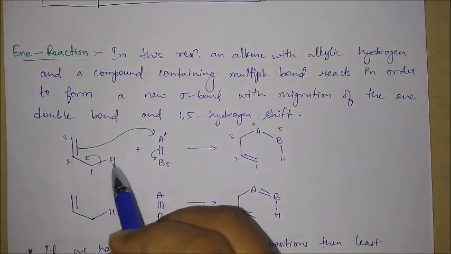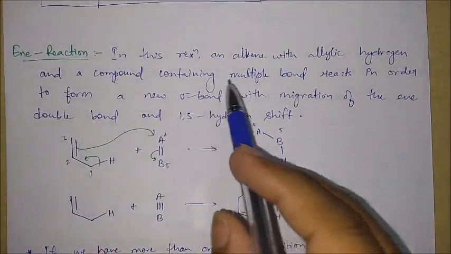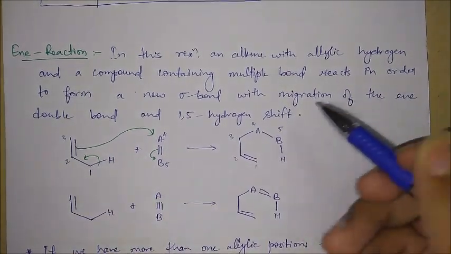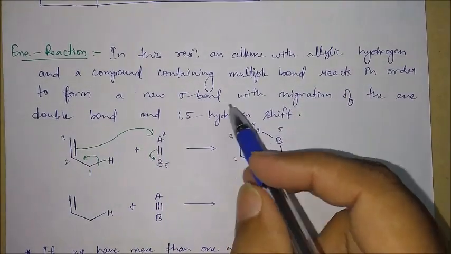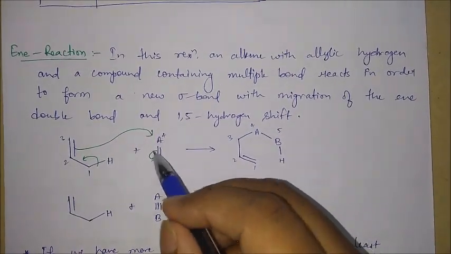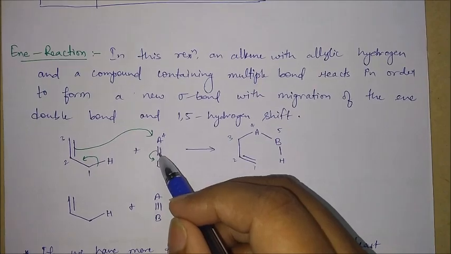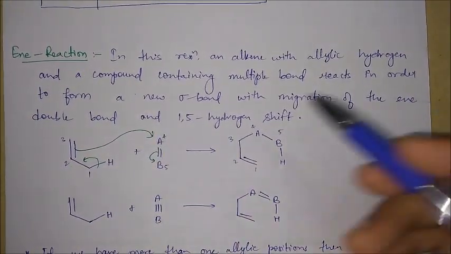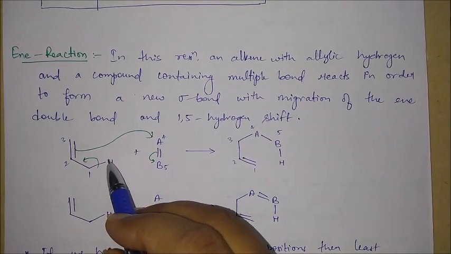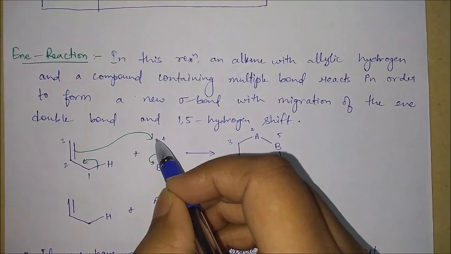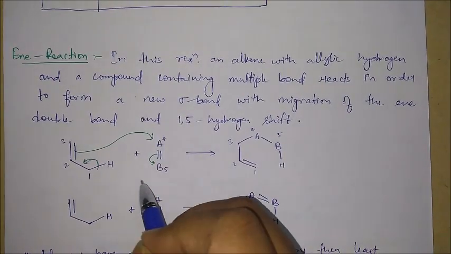That means you need an allylic hydrogen, and a compound containing a multiple bond reacts in order to form a new sigma bond with migration of the double bond. This means you need a compound with at least one carbon-carbon double bond, and a 1,5 hydrogen shift will take place. So you need an allylic hydrogen, and this sigma bond will shift here, this bond will combine with here, and this hydrogen will get shifted to this place.